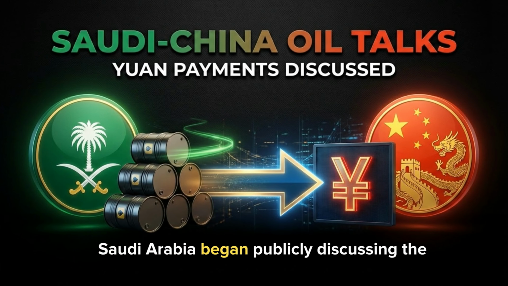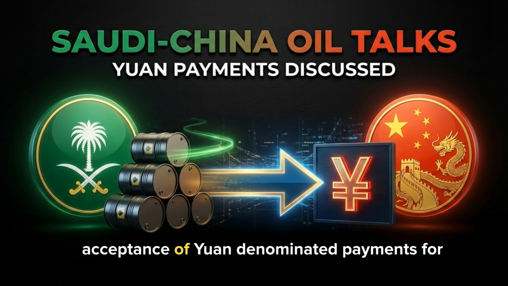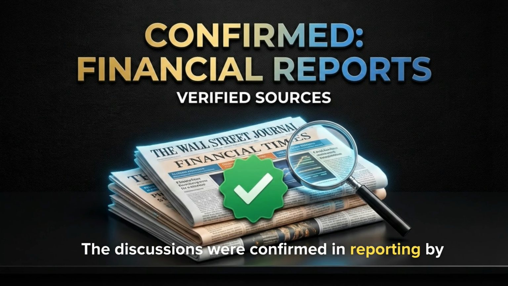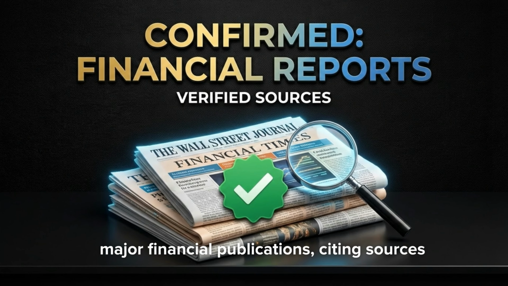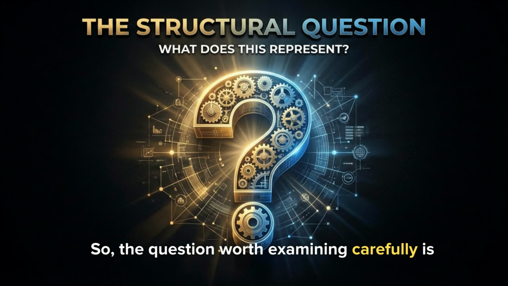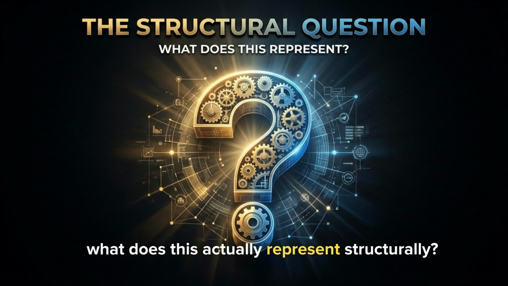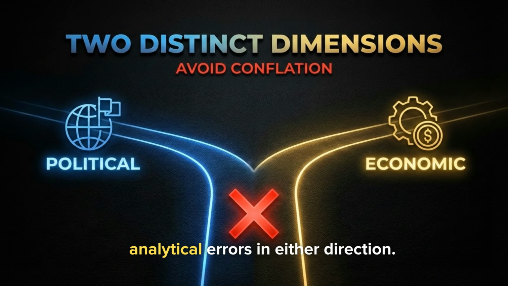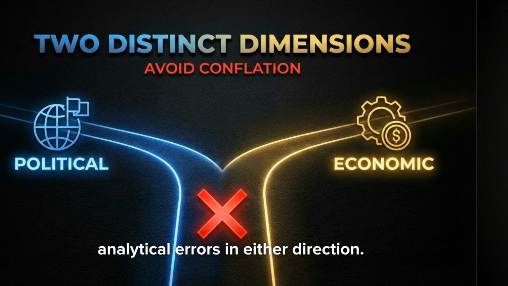Saudi Arabia began publicly discussing the acceptance of yuan-denominated payments for some oil shipments to China in the period following 2022. The discussions were confirmed in reporting by major financial publications, citing sources within the Saudi government and financial sector. So the question worth examining carefully is, what does this actually represent structurally? There are two distinct dimensions to the answer, and conflating them produces analytical errors in either direction.